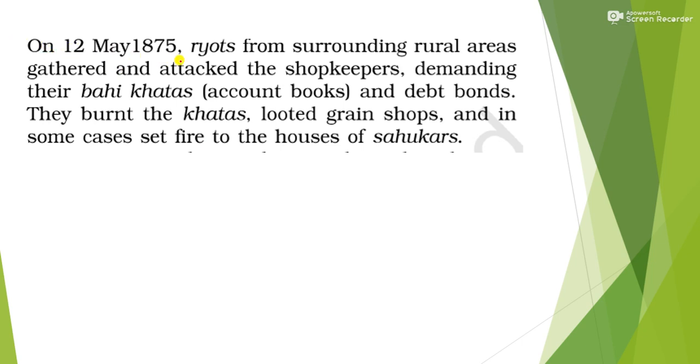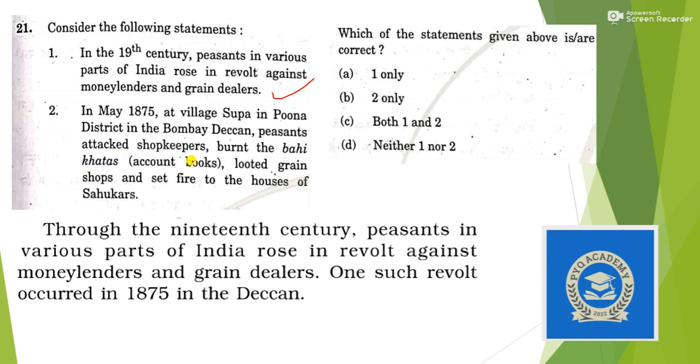On 12th May 1875, rioters from surrounding rural areas gathered and attacked the shopkeeper, demanding their bahi khatas and debt bonds. They burned the khatas, looted grain shops, and in some cases set fire to the houses of sahukars. So yes, this is also an exactly taken statement. You cannot get such an authentic source anywhere else. Okay, so the answer here is option C.